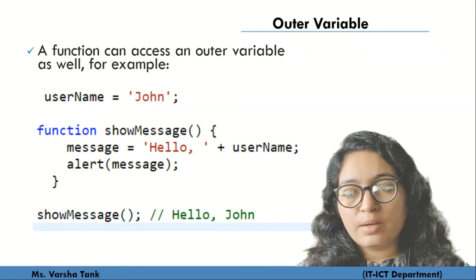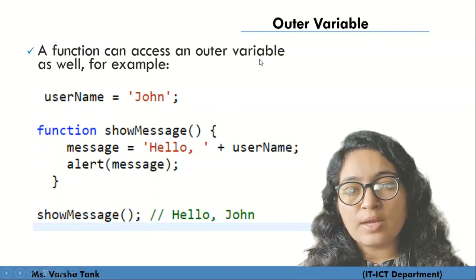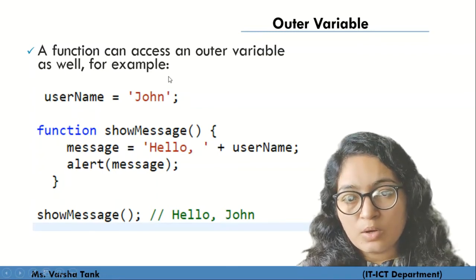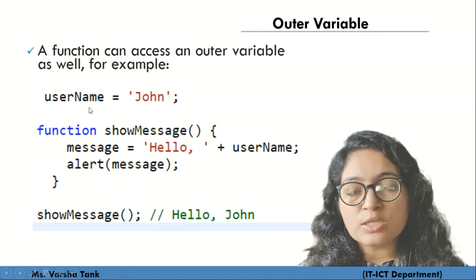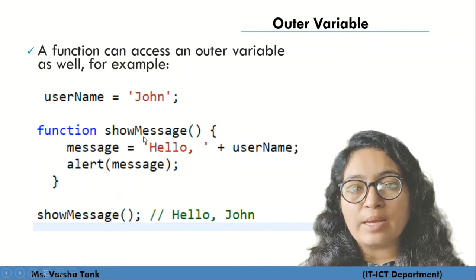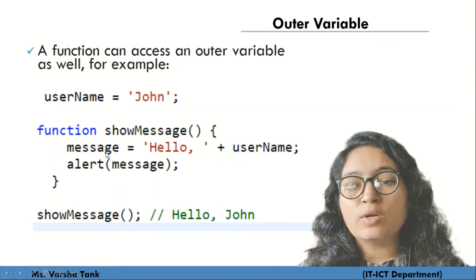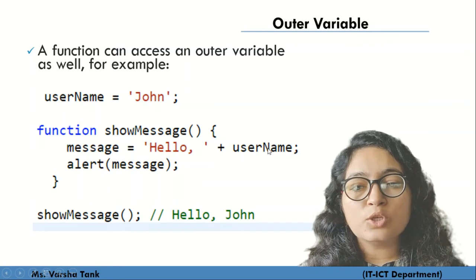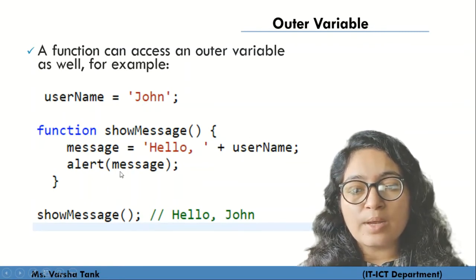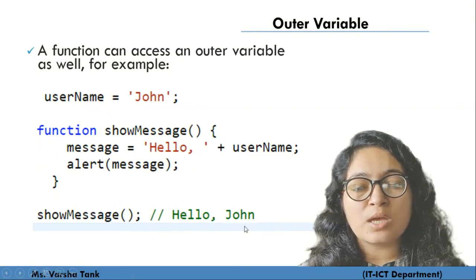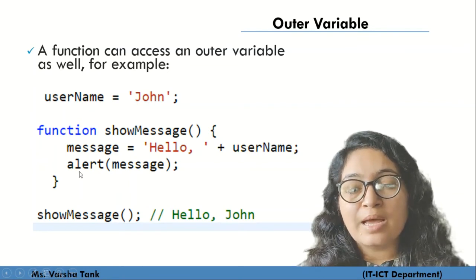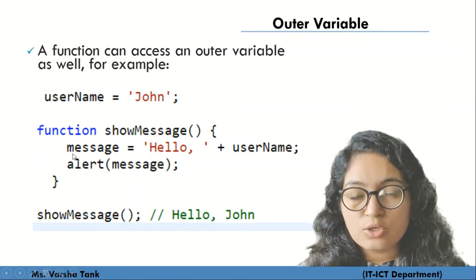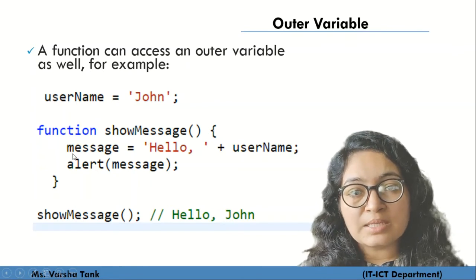Then the outer variable. A function can access an outer variable as well. For example, suppose here I have defined username is equal to John. This is the outer variable, and here we have defined one function show message, in which we have defined message is equal to hello plus username. So what is username? John. Whenever I display the alert message, it will display hello John, because a function can use the outer variable that is defined above the function.